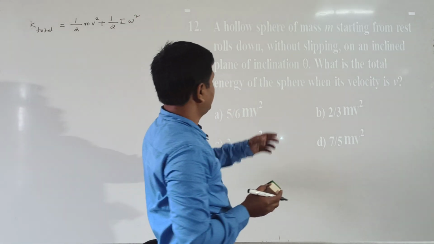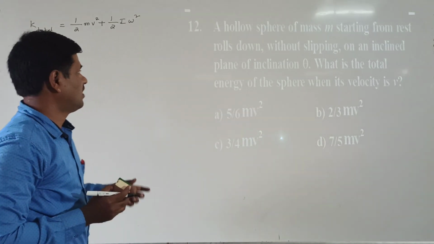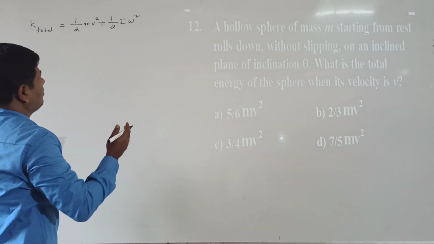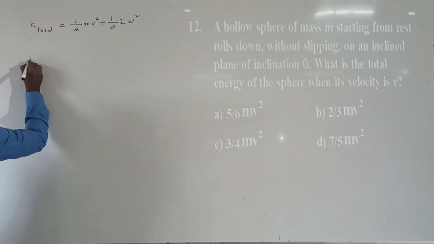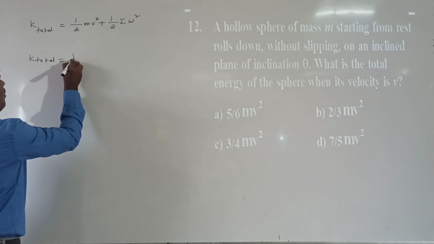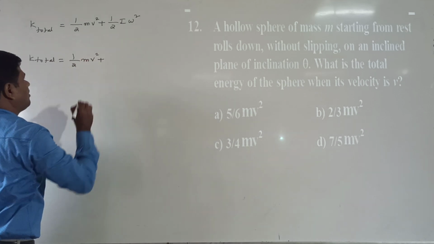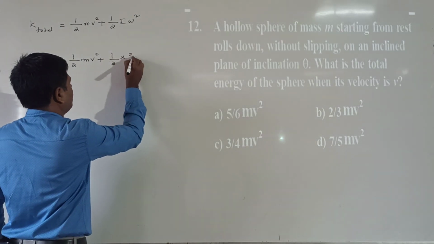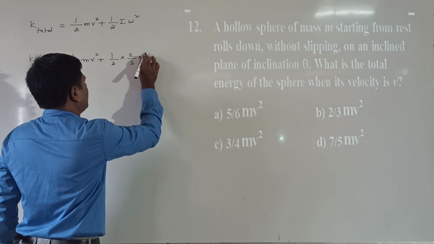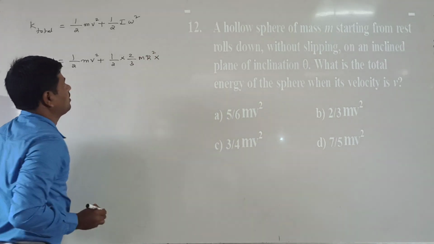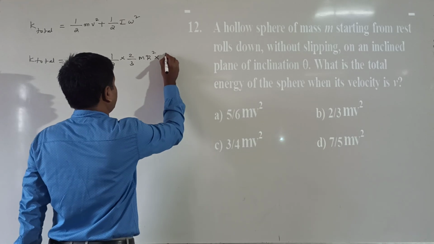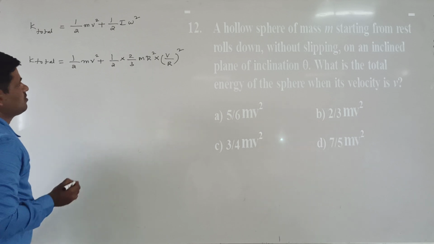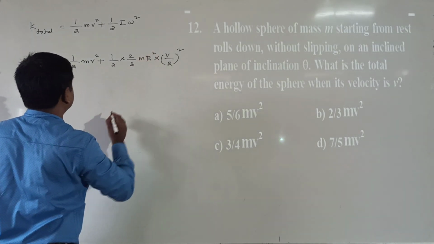Rolling motion means it is a combination of translational motion and rotational motion. Now K total can be written as half m v square plus half I omega square. The moment of inertia of the hollow sphere about its axis can be written as 2 by 3 m r square. Here omega is v by r, since v is equal to r omega, so omega is equal to v by r. Here this is r square, and r square gets cancelled.